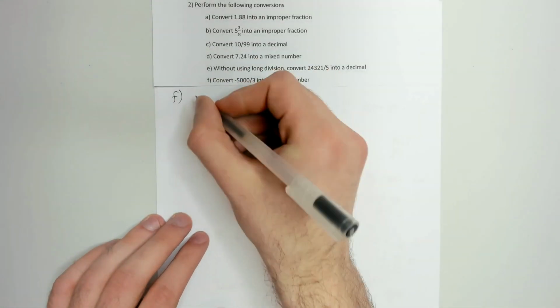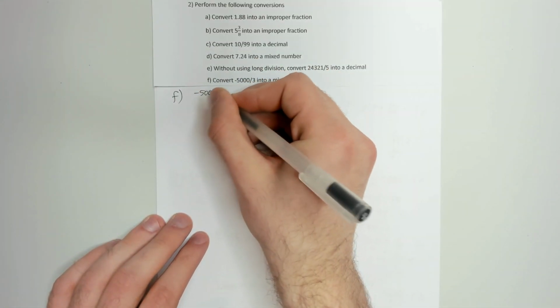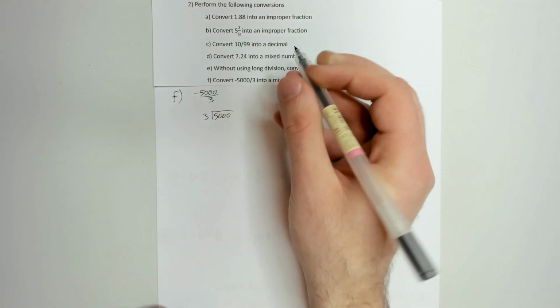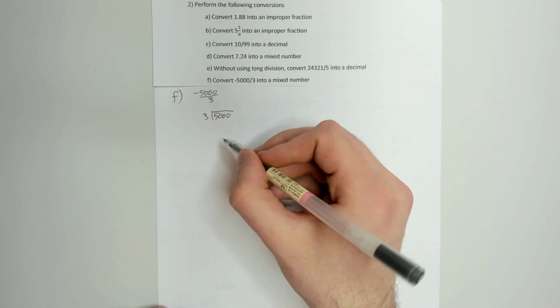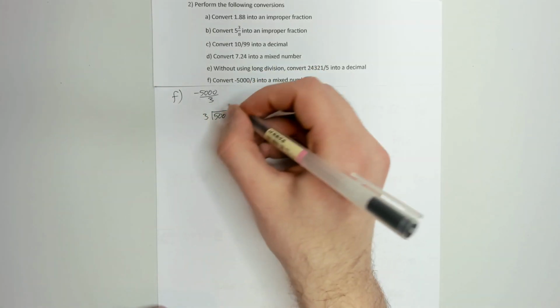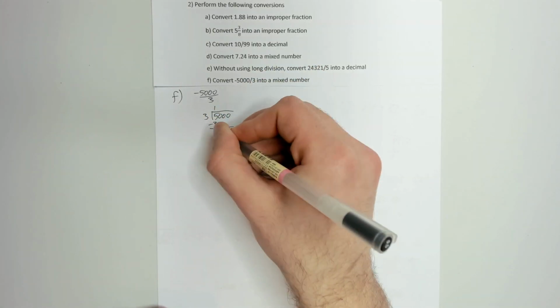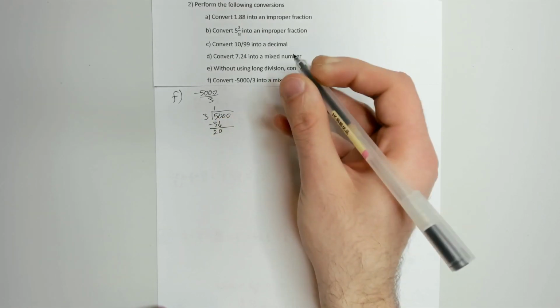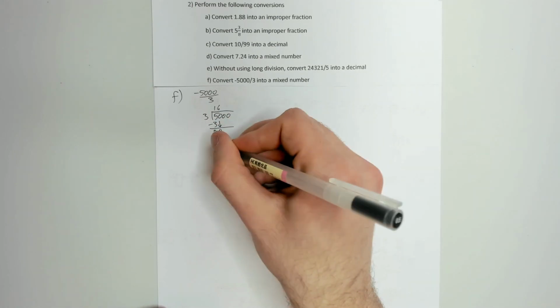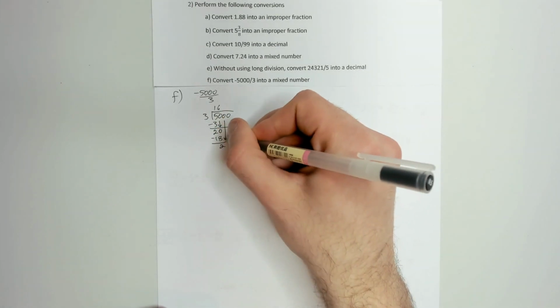And then for the last part, we need to convert negative 5,000 over 3 into a mixed number. So we're going to do that by doing 5,000 divided by 3, and we will take the whole part to be our mixed number piece and the remainder to be the fraction component, and we'll just worry about the negative afterwards. So 3 goes into 5 once, subtract off 3, we get 2, bring down the 0, we get 20. 3 goes into 20 6 times. 6 times 3 is 18, subtract that off, we get 2. And we're back at 20.